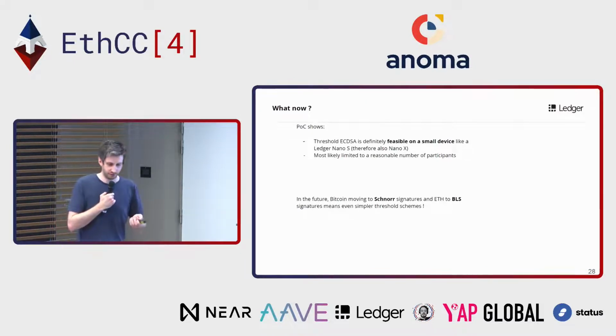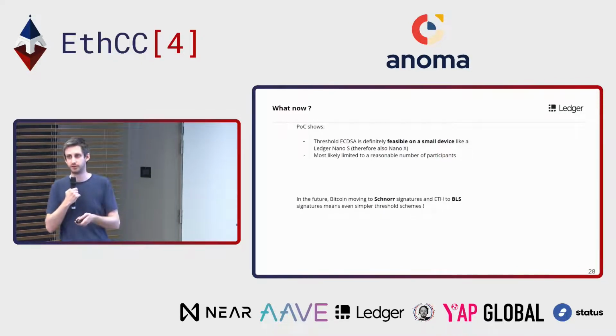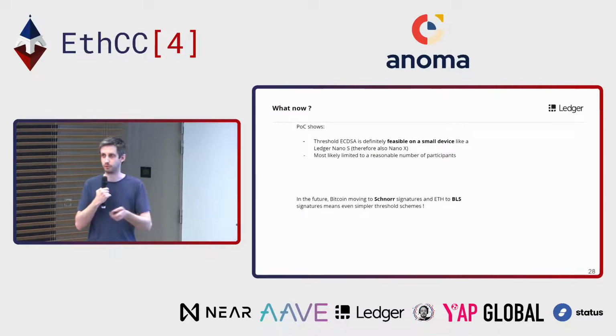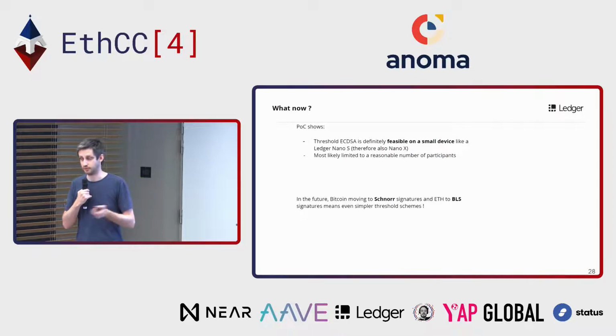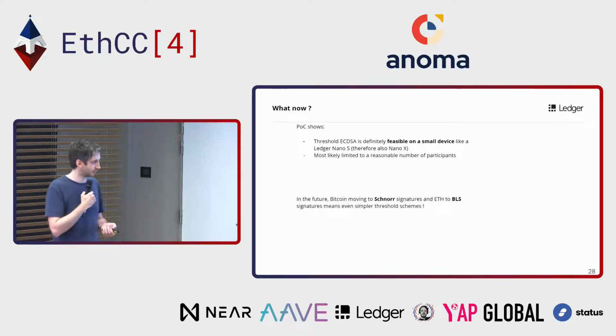Also, just an interesting note, people are trying to work around the limitations of current threshold and multi-signature schemes by just changing the way they sign. Bitcoin is moving to Schnorr signatures, so multi and threshold signatures are actually much more simple with Schnorr, and Ethereum is moving to BLS, which is even better in that regard. So that would be interesting.